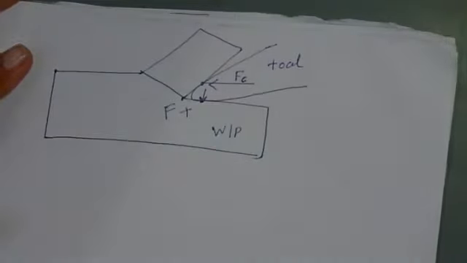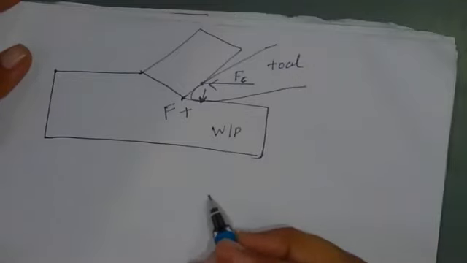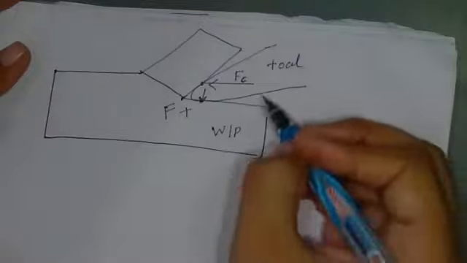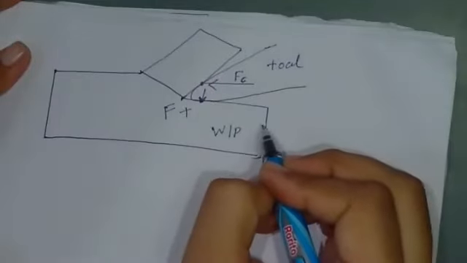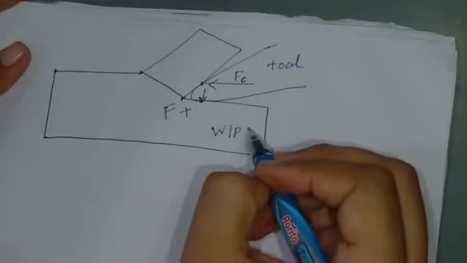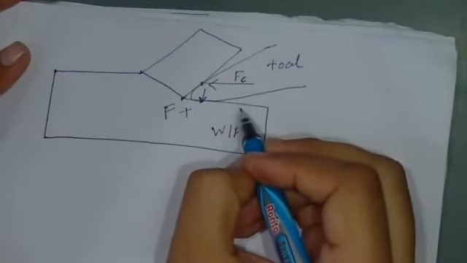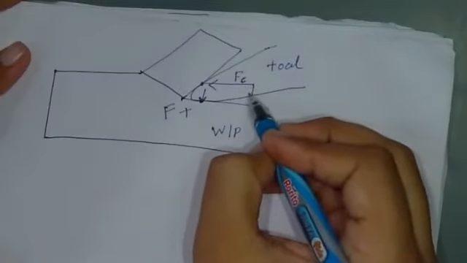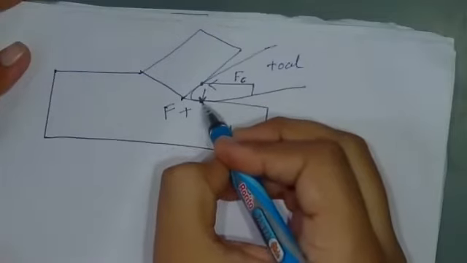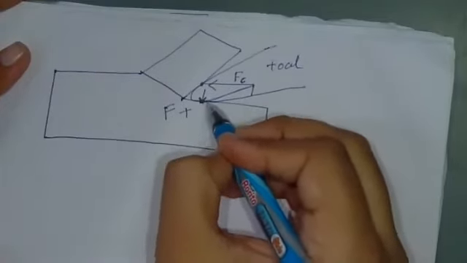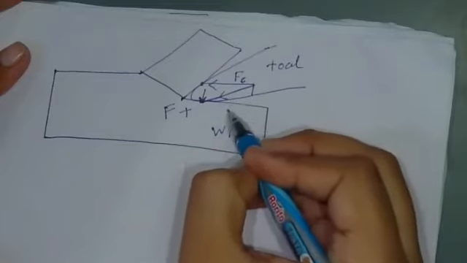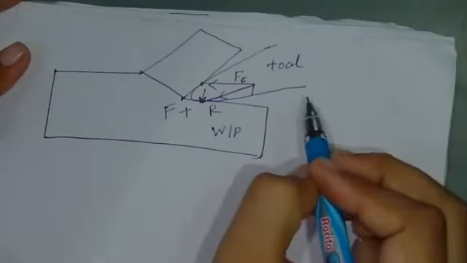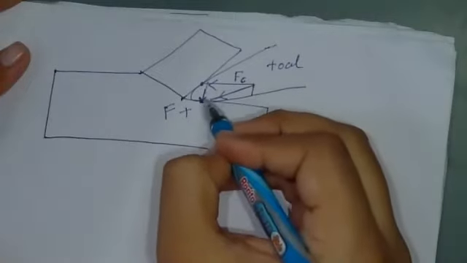So basically the tool applies two different kinds of forces on the workpiece or chip: the cutting force Fc, and the thrust force Ft. And because the whole system is in equilibrium, if this is Fc and this is Ft, then there will be a resultant force. Let's say this is R. The resultant is the resultant of Fc and Ft.